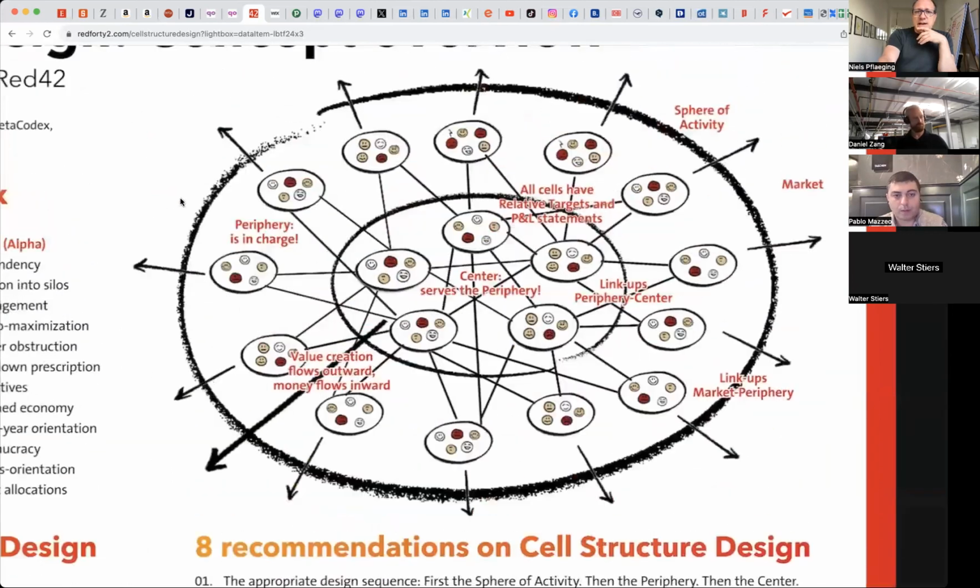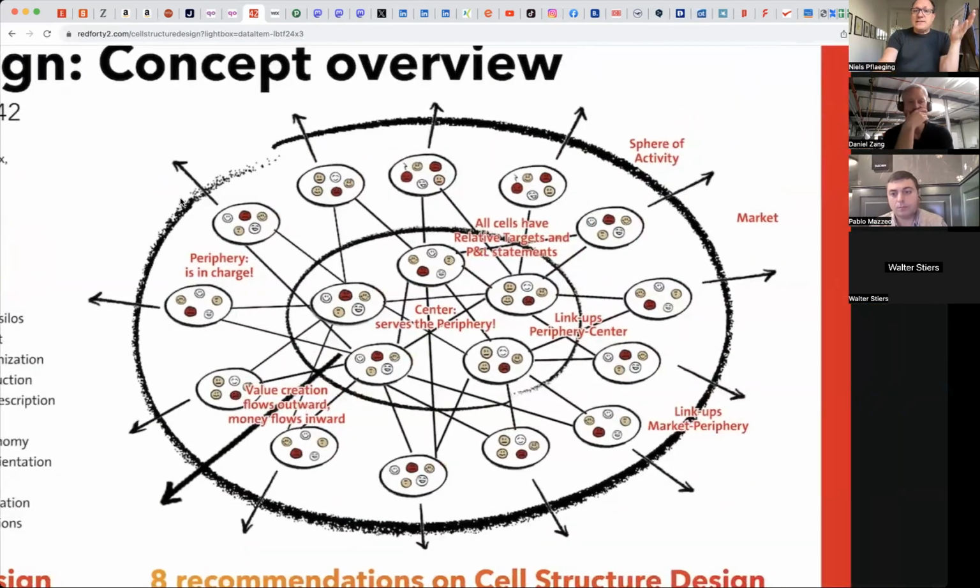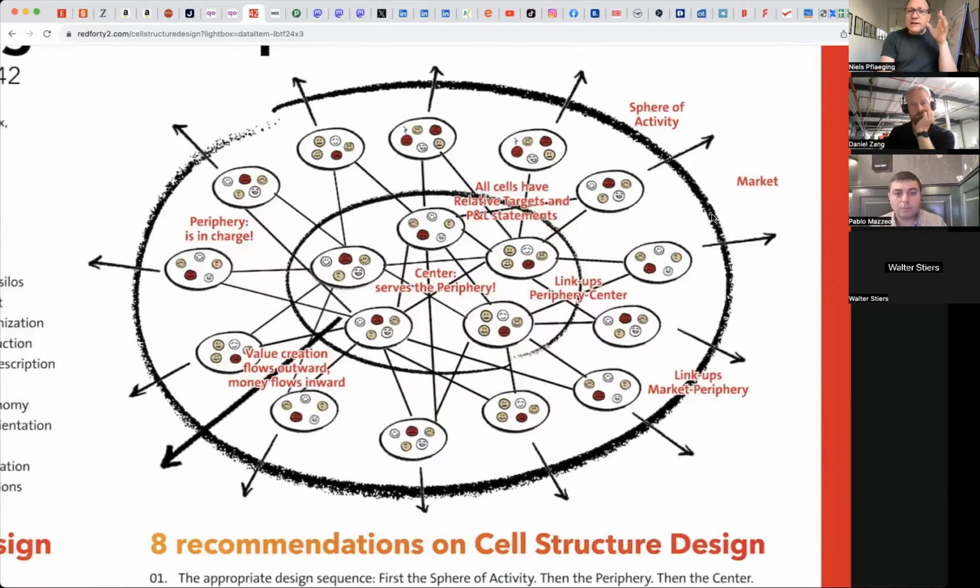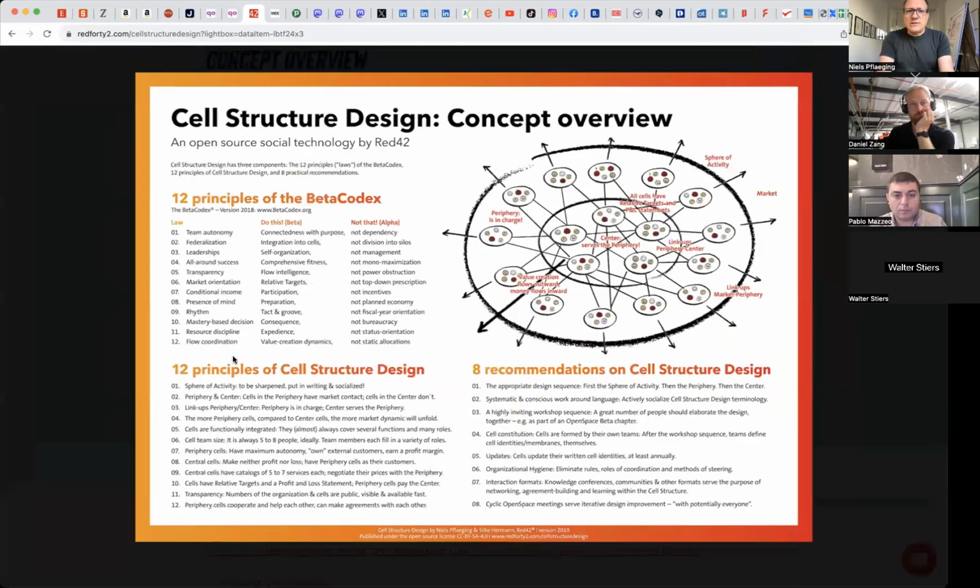And this design here is to characterize, again, the densest possible way to describe self-structure design, we think. This describes what is the sphere of activity, that's the boundary here, let's say, the skin of the peach. We are distinguishing here between center, periphery, and market. We talk a little bit about the relationships between cells. So this, as a whole, is the concept overview. This is the philosophy of self-structure design in one page.